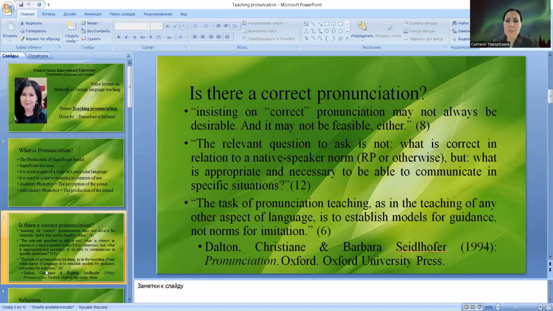Insisting on correct pronunciation may not always be desirable, and it may not be feasible either. The relevant question to ask is not what is correct in relation to a native speaker norm, but what is appropriate and necessary to be able to communicate in a specific situation. If you incorrectly pronounce one word, we cannot communicate with others because they don't understand it. The task of pronunciation teaching, as in the teaching of any other aspects of language, is to establish models of guidance, not norms of imitation.